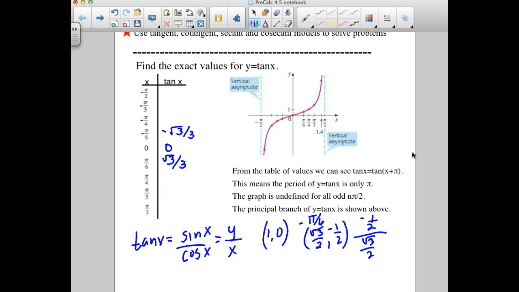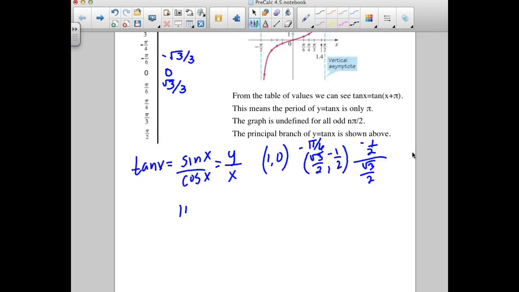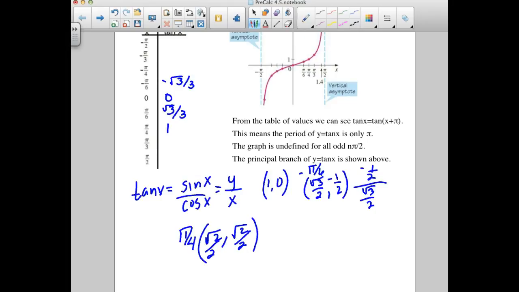Now, will that same pattern continue if we go, say, positive pi over 4 and negative pi over 4? Same idea, right? What is the ordered pair for pi over 4? So what happens when we do the tangent? We just get a 1. So tangent at pi over 4 is 1, which means tangent at negative pi over 4 would be negative 1.